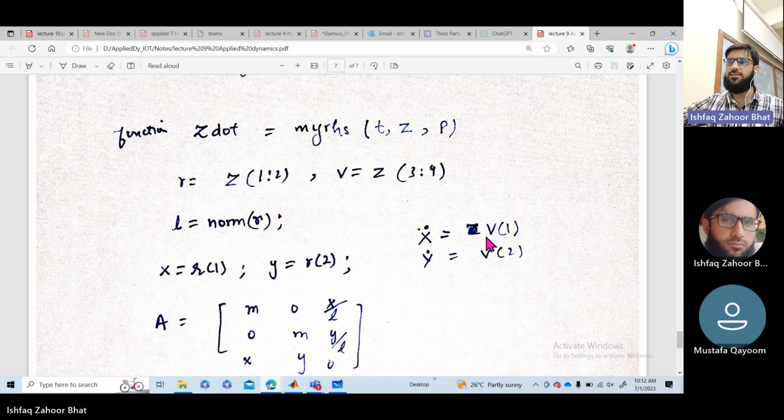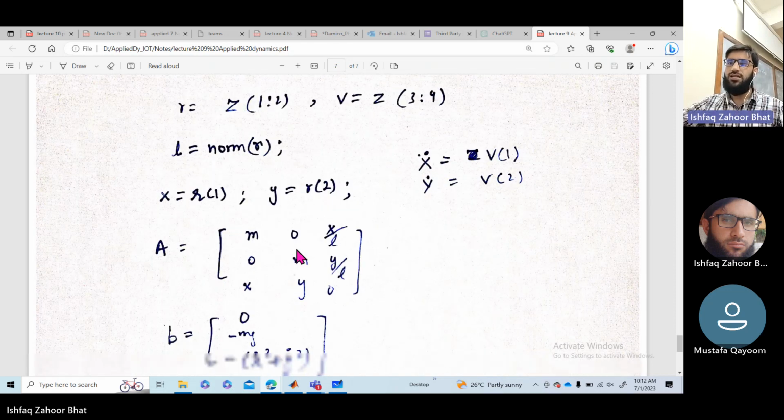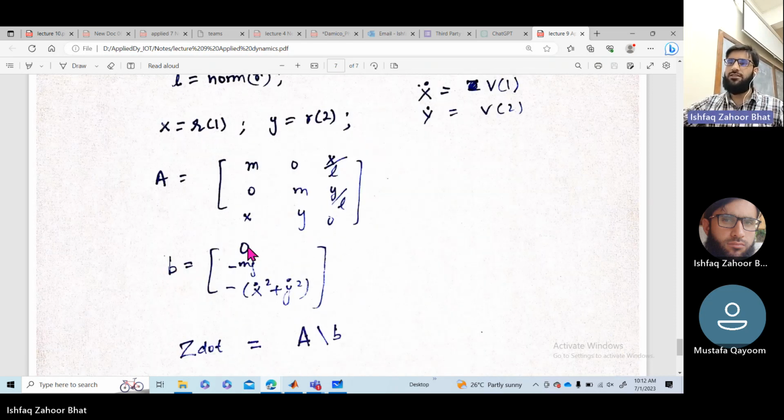We can also write it as Z of 3, and we can write this as Z of 4. That is from here. Okay, when we get this, then we define our A matrix as M0 X by L and this. So see, we know X at this instant of time, we know M, we know Y from here. Similarly, then we define this B as 0 mg x dot square plus y dot square.